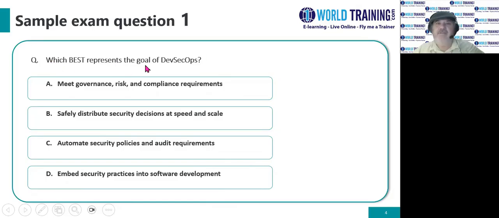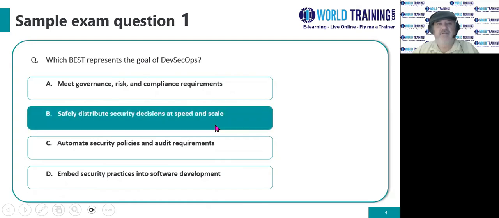So which best represents the goal of DevSecOps? A: meeting governance, risk, and compliance requirements. That is a goal, all right. B: safely distribute security decisions at speed and scale. That's a better answer, because it's more about injecting security across the value stream. So I like B better than A. C: automating security policies and audit requirements. Yeah, that's a goal, but it's probably not as strong as B. D: embedding security practices into software development. So it's not only about software development. All of these have some element of correctness, but I think B is the best answer.